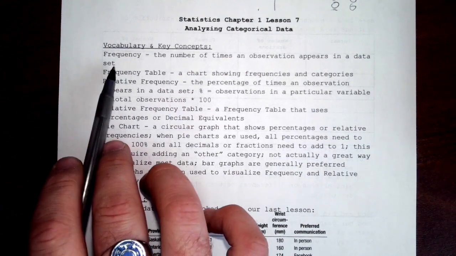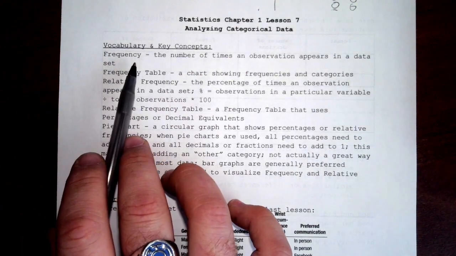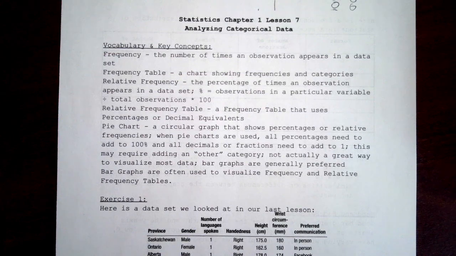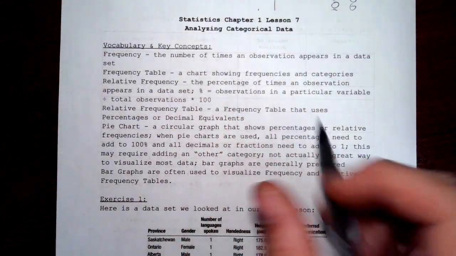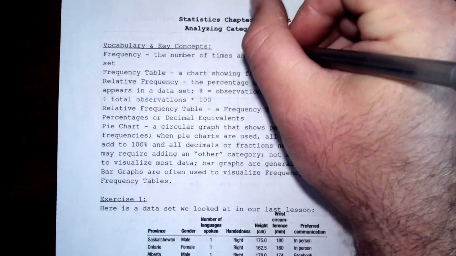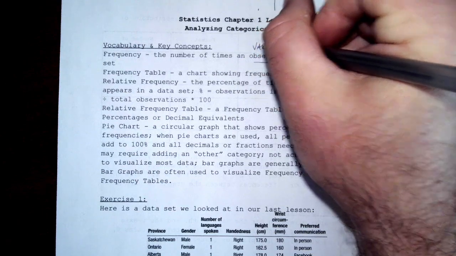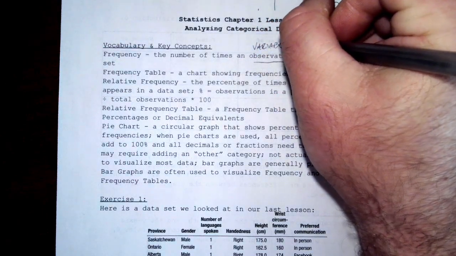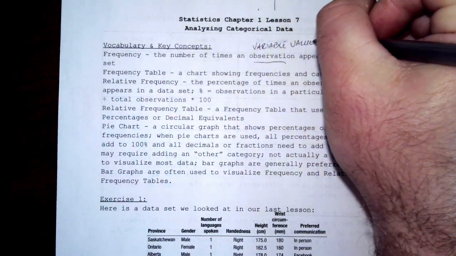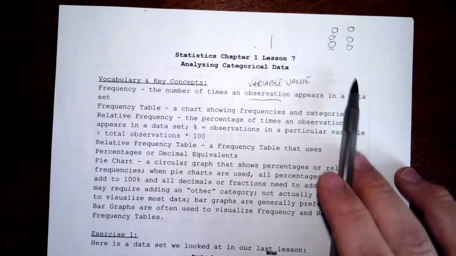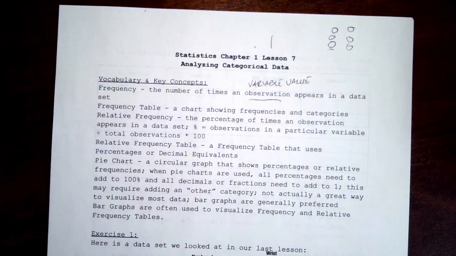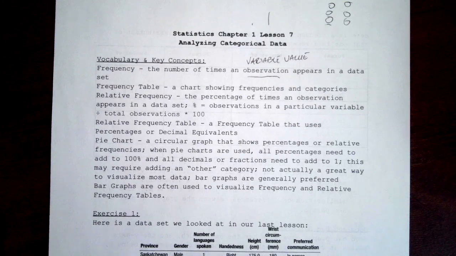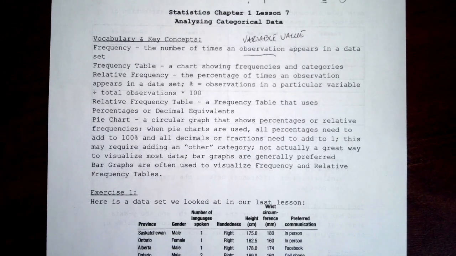So last lesson, I also mentioned the word frequency a few times. Frequency just means the number of times something shows up. An observation is another way of saying a variable value. So some of the observations that I made, and you can still see some of my marks from my dot plot in the last lesson, were the colors of the robots. Yellow, purple, green, red, white.